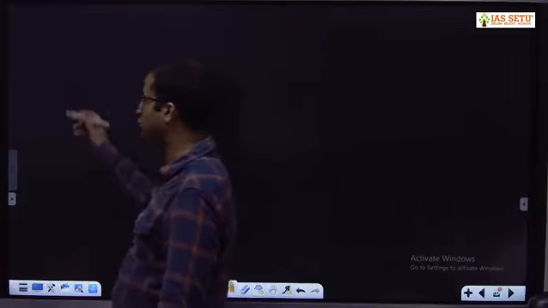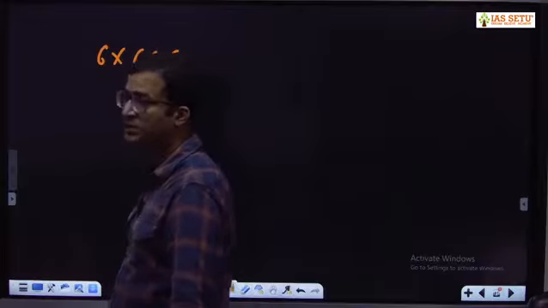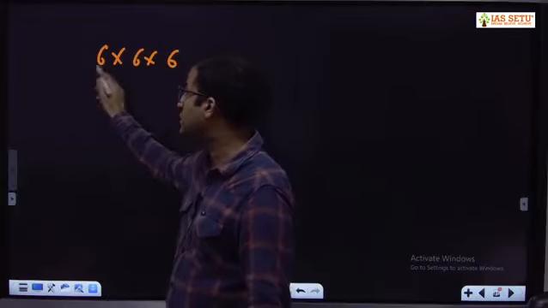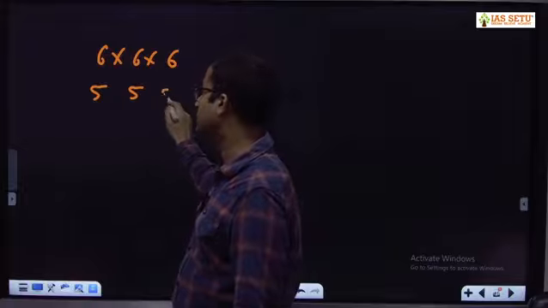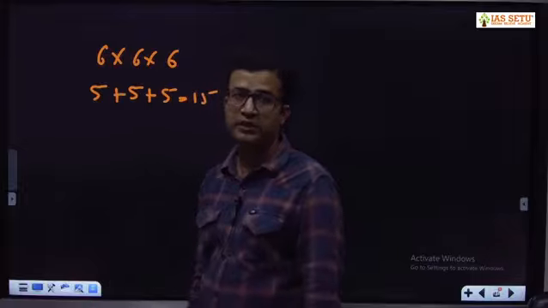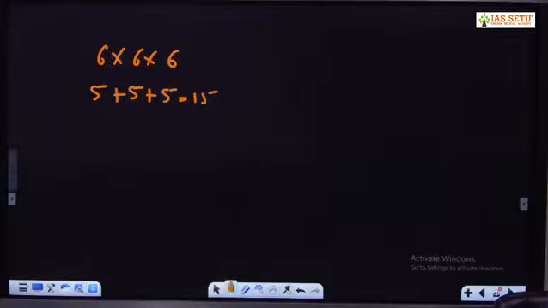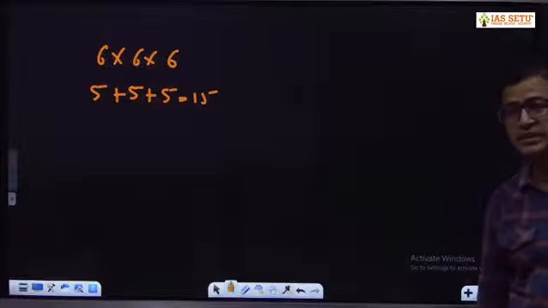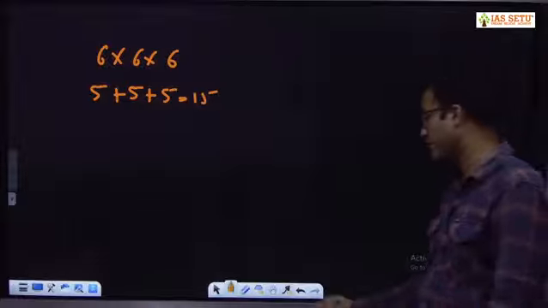Let me solve a question. If it is given 6 into 6 into 6 pieces, how many cuts are required? 6 pieces require 5 cuts, 6 pieces require 5 cuts, 6 pieces require 5 cuts. So the number of cuts required is 15. If the examiner says there are 6 pieces along the x-axis, 6 pieces along the y-axis, 6 pieces along the z-axis, how many cuts are required? 5 plus 5 plus 5, 15.